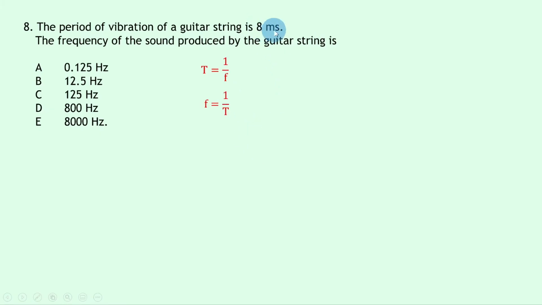But remember, this is 8 milliseconds, so we need to be aware of the prefix here. So we have this equals 1 divided by 8 times 10 to the minus 3, because milli, remember, is divided by 1000 or times 10 to the minus 3, and you can put that into your calculator to get a final answer of 125 Hz, which gives us an answer of C.